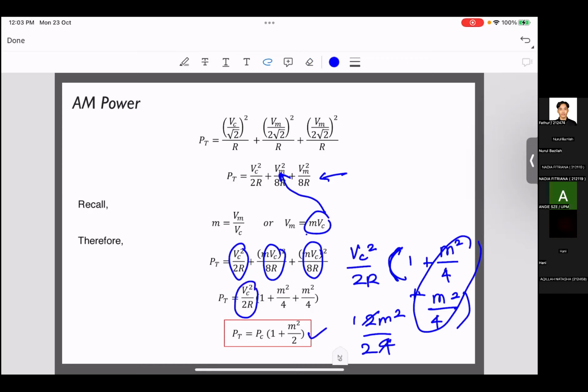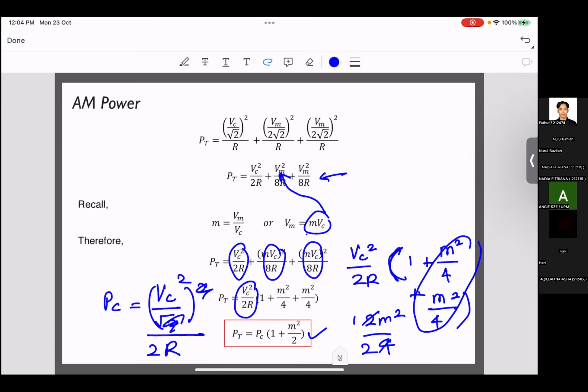As for this guy, why is it called Pc? Why is it converted into Pc? Because this is V squared over R. But remember, you have to do this in RMS. So this is not the actual equation. The actual equation is Vc over square root of 2, squared, over R. So your Vc is Vc squared. Your square root of 2 becomes 2. You bring this down. So it becomes Vc squared over 2R. So that is where you get your Pc.